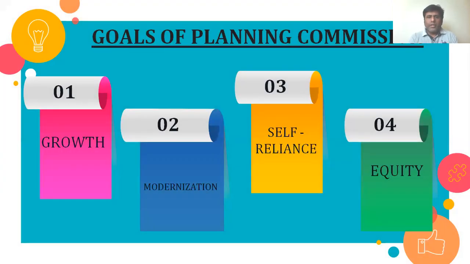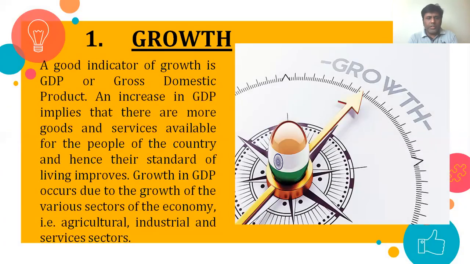These are the goals of the Planning Commission. This is one of the most important topics of Chapter 2. What was the goal, or what was the objective, of the Planning Commission? These were the four objectives of the Planning Commission: growth, modernization, self-reliance, and equity. One by one, we are going to discuss all four objectives.